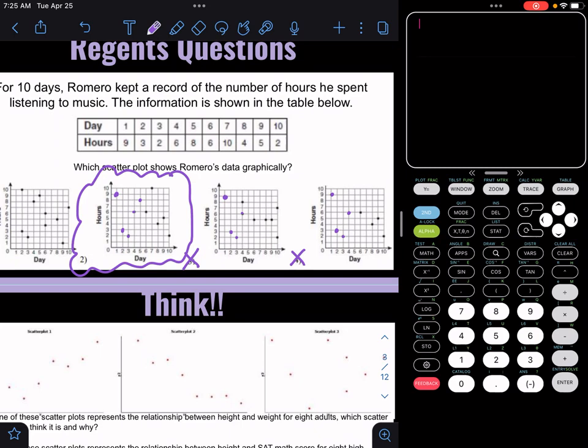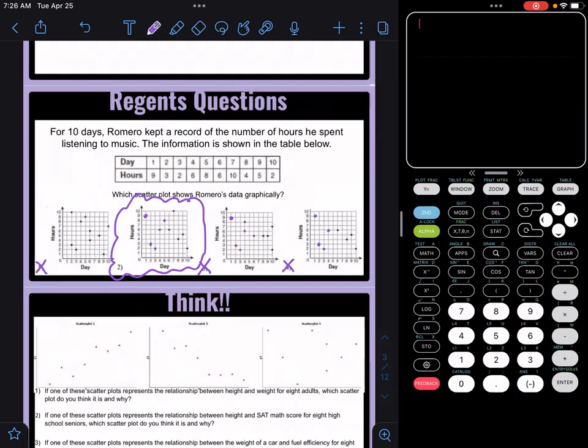Basically, all a scatter plot is, is we take the data that we found in a survey. Here we found the days that he was listening to music and how many hours he did, and we were just plotting the points. You do not connect the points when you make a scatter plot. That's why you do not see the points connected here.